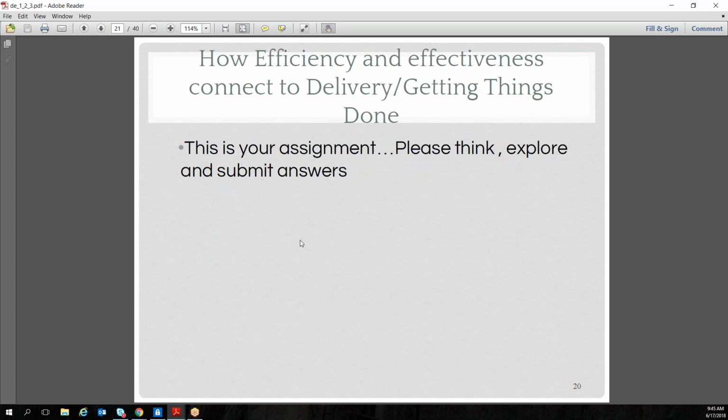Now, how do efficiency and effectiveness connect to delivery, or getting things done? Can you explore any answer to this right now? Any answers?